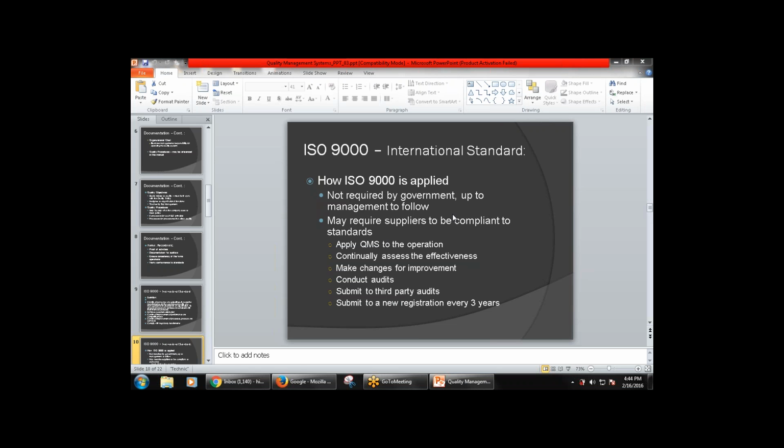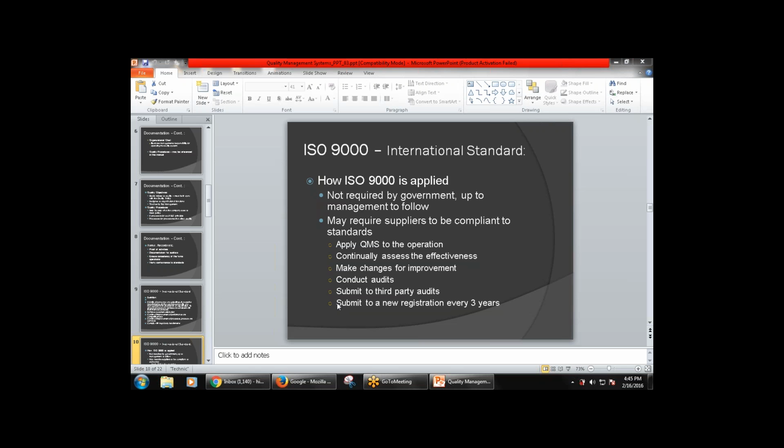Then it may require the supplier to be compliant to the standard. So if there is any standard that is maintained, the supplier may be required to be compliant to it. Now, what are the various requirements of the supplier? Apply the QMS to the operation. If there is any operation that is carried out, apply the QMS to the operation. Then continually assess the effectiveness. If there is any output or throughput that is given, continually assess the effectiveness.